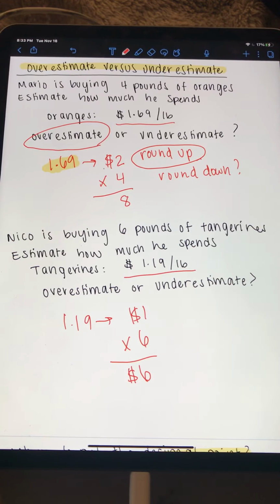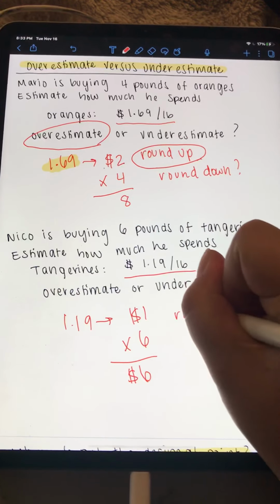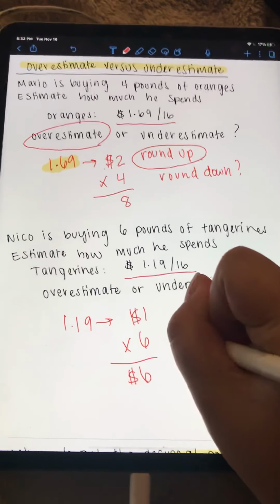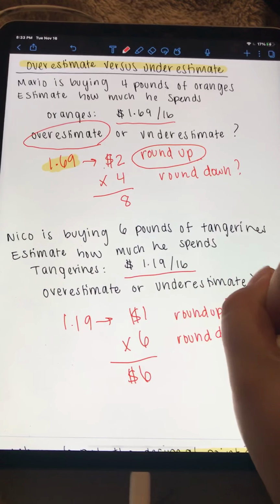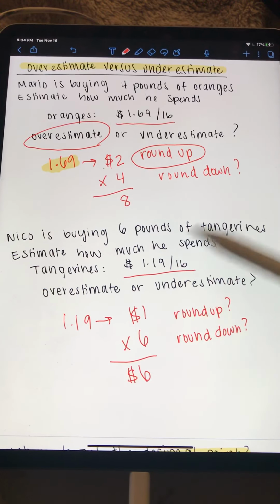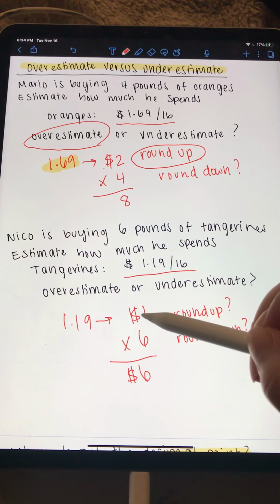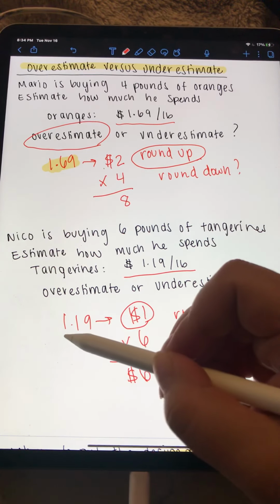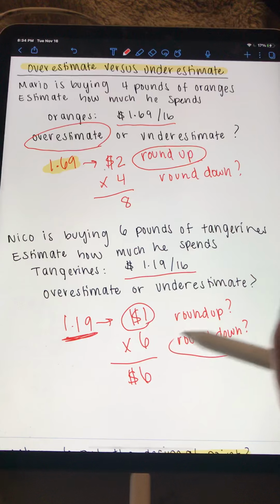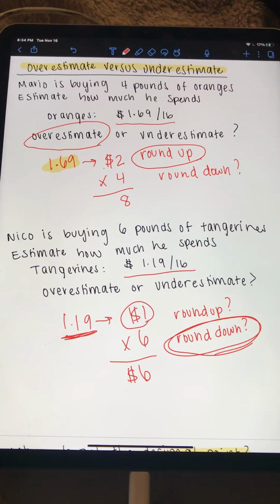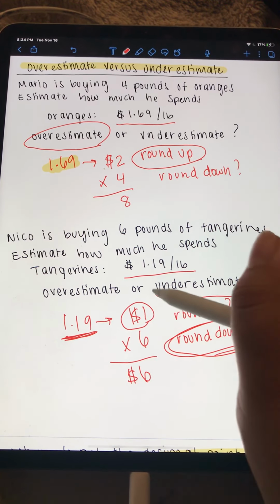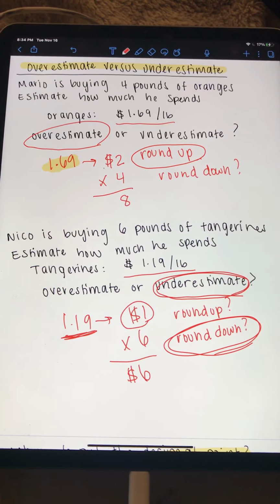So, did he overestimate or did he underestimate? Well, first we have to decide, did we round up or did we round down? Well, we went from $1.19 to $1, so that's less. $1 is less than $1.19, so we rounded down. And because we rounded down, in this case, we're going to underestimate the actual cost, okay? I hope that makes sense. When you round up, you overestimate, and when you round down, you underestimate.